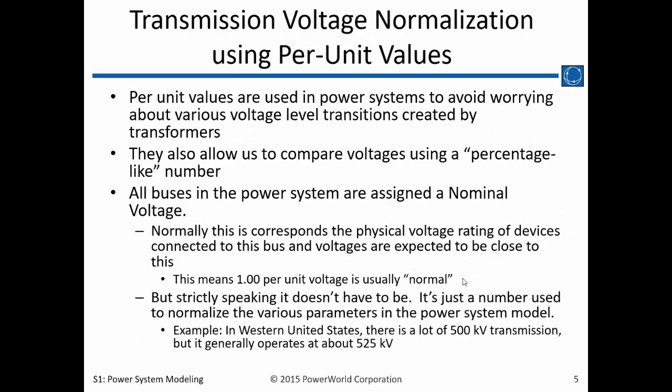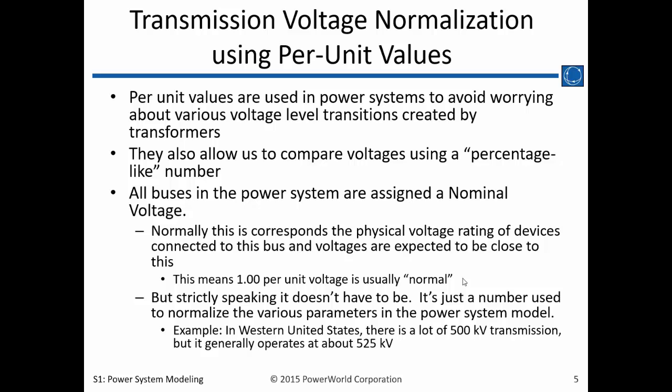The transmission voltage is normalized using what we call per unit values. It's set up to avoid worrying about the various voltage level transitions created by transformers. It also allows us to compare voltages using a percentage-like number across the system. All buses in the system are assigned a nominal voltage. Normally this corresponds to the physical voltage rating of devices connected to the bus, and the voltages are expected to be close to this. So in the per unit method, a 1 per unit voltage is usually the normal or nominal value. Strictly speaking, it doesn't have to be. It's just a number used to normalize those various parameters.